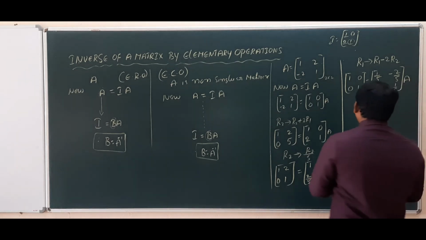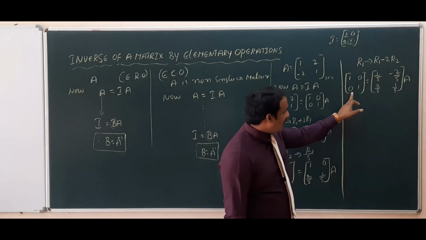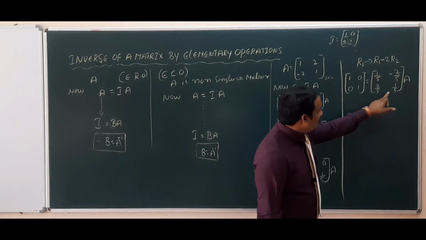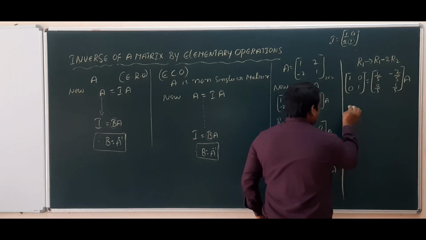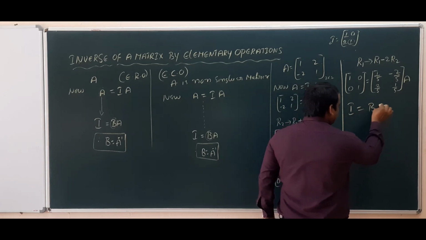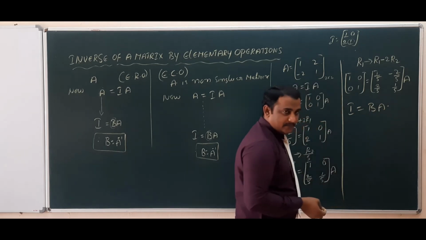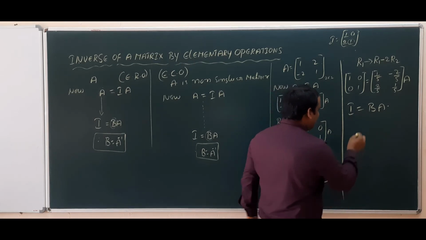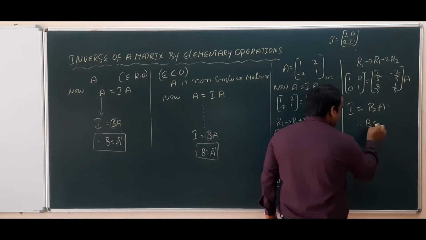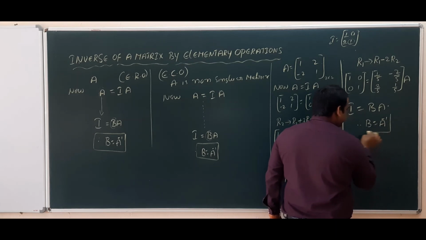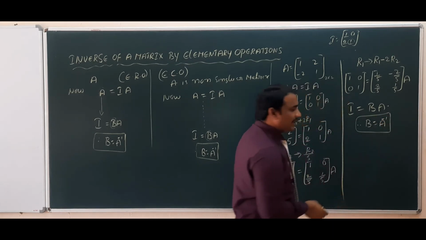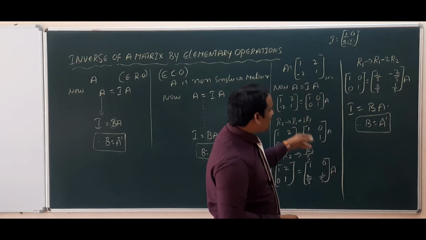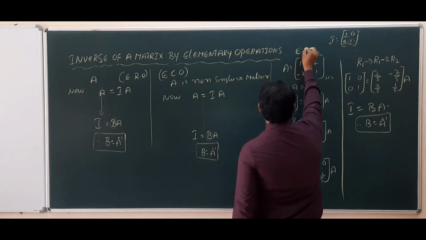Now see here, you got the identity matrix. Identity matrix I equal to B into A. Now the product BA you got is the I matrix. Therefore B equal to A inverse. Which method is applied here? Elementary row operation method.